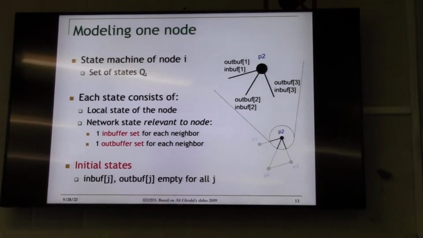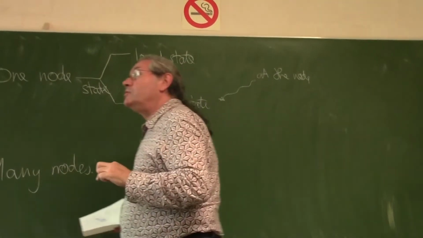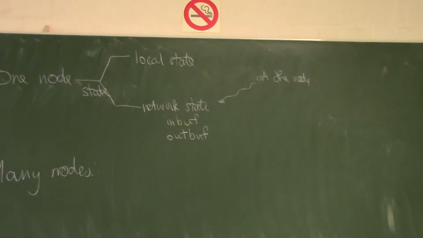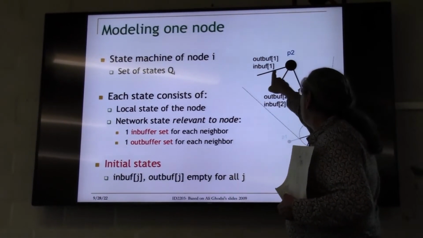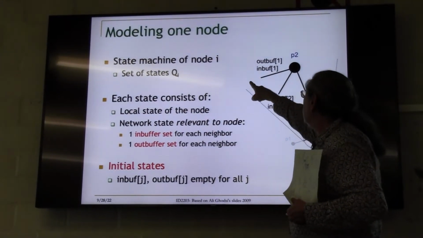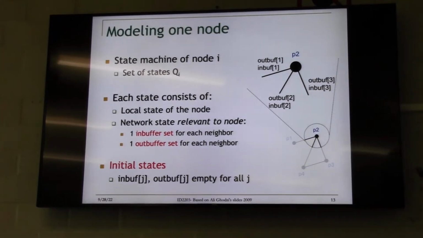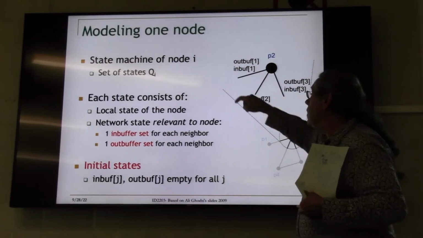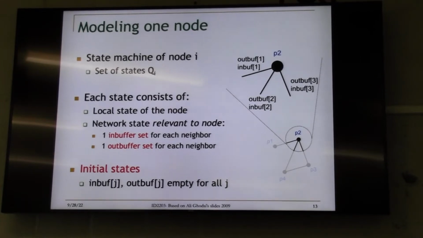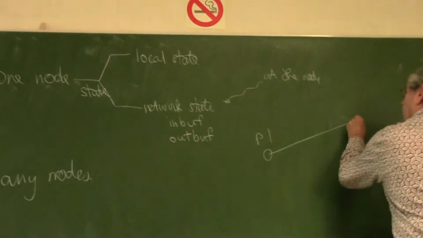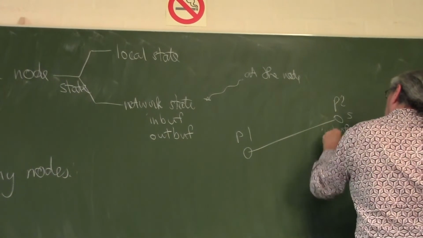And this is called the in buff and the out buff. The incoming messages and the outgoing messages. This node P2 has neighbors, and each neighbor will have an in buff set and an out buff set. So these in buff and out buff is like an array or vector of sets of messages. Okay? So a message coming in from another node, let's say we have P1 going to P2. Here you have the state, you have in buff, out buff.